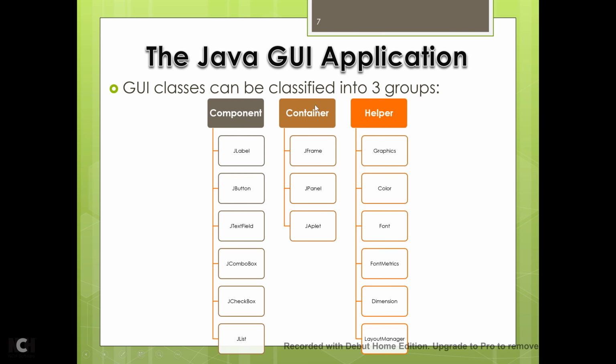Now, under container, there are JFrame, JPanel, and JApplet, right? But in this course, we are not going to cover the applet, but of course you will use the frame and panel. And then under the helper group, there are a few more components: the graphics, color, font metrics, dimension, and layout manager. We're going to look at the layout manager more after this.